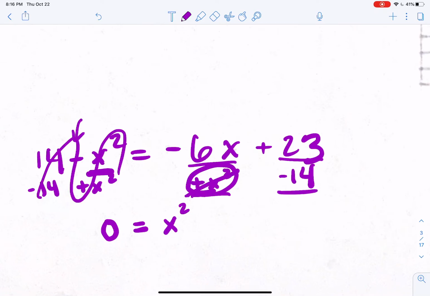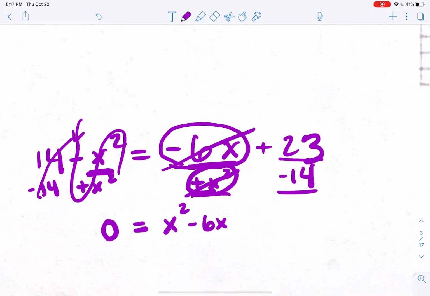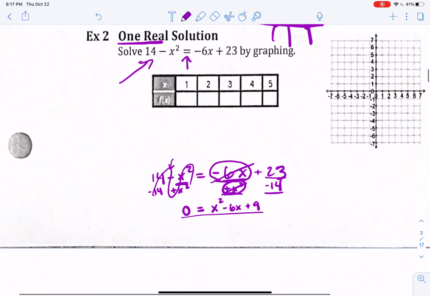Okay, the next order is just x, so I have minus 6x. There's no other like terms, so I cross him off. But then 23 and 14, those two will go together. It's a positive 23 and a negative 14, and that is positive 9, I believe. So that's what he looks like. Okay, so if I put everything together, that is what my new function looks like. So I'm going to write it off to the side over here so we don't get rid of it. 0x squared minus 6x plus 9.